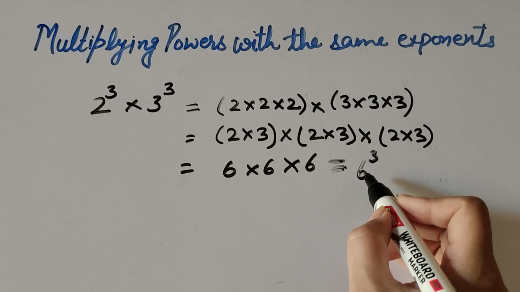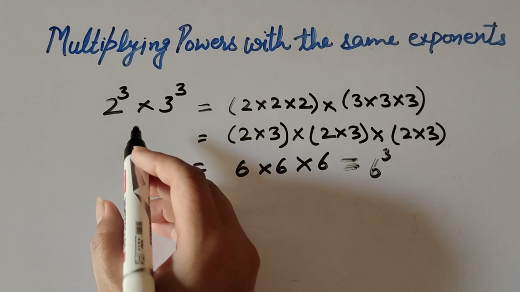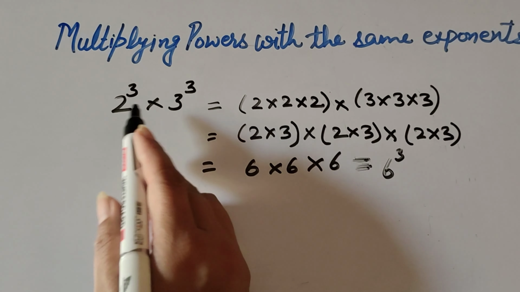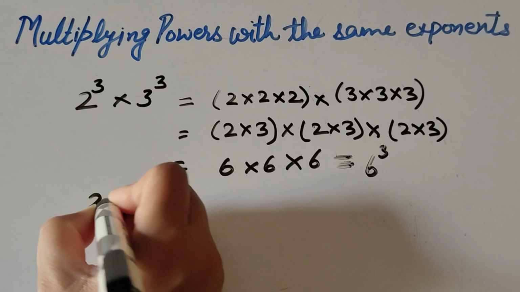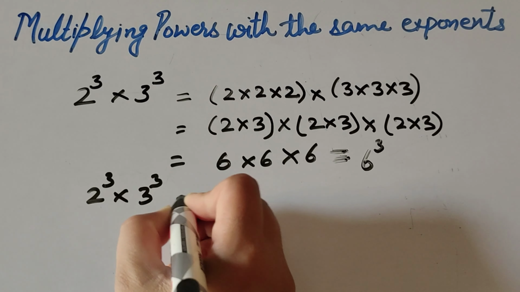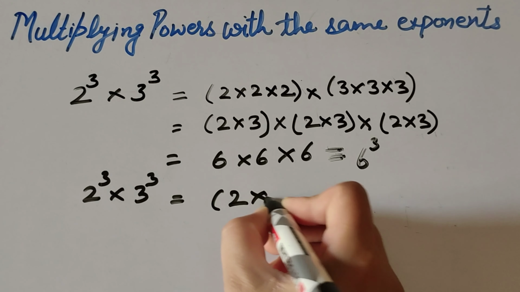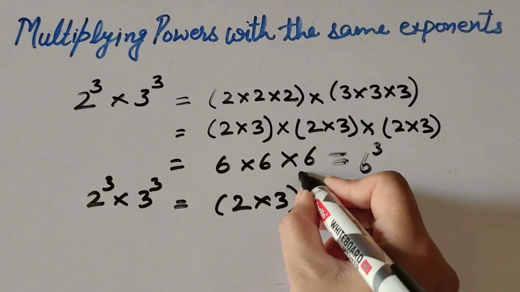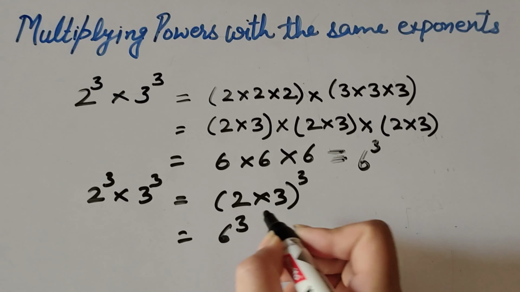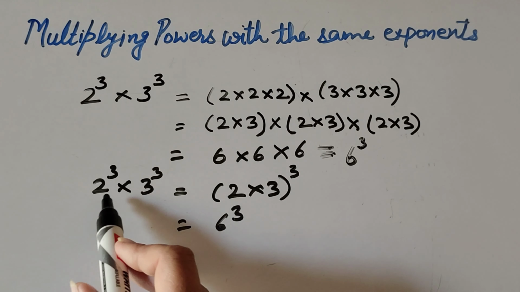So we observe that it is the multiplication of the bases 2 and 3. 2 raised to power 3 multiply 3 raised to power 3, we write it as 2 multiply 3 raised to power 3. 2 multiply 3 is equal to 6 raised to power 3.